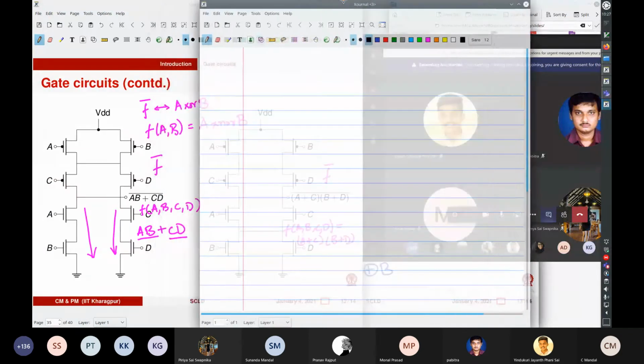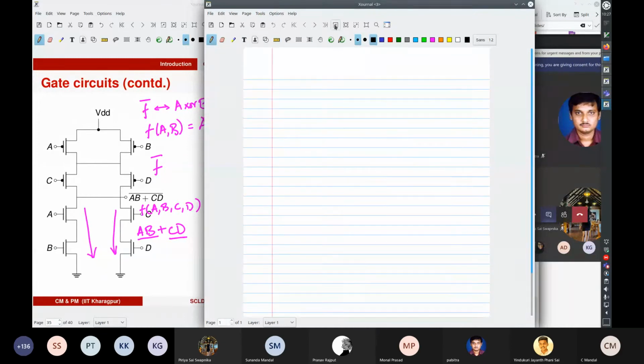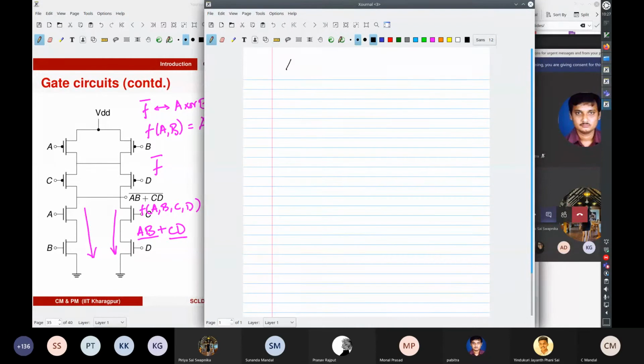Okay, so we want to realize, what do you want to realize? You want to realize the XOR. You want to realize A XOR B. Okay, this is what you want to realize. So we want F(A,B) as the complement of A XOR B. All right, that is the XNOR.